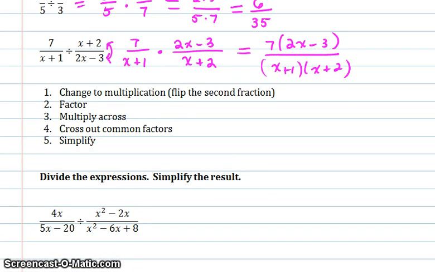Okay, so to review the steps, we want to change it to a multiplication problem, factor if possible, multiply across, so numerators with numerators, denominators with denominators, cross out any common factors if possible, and then simplify if possible.